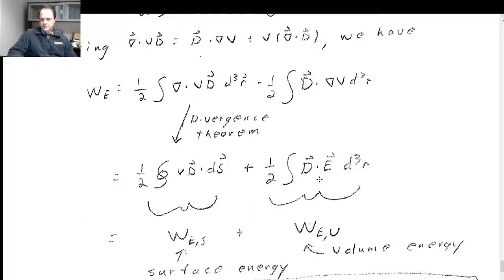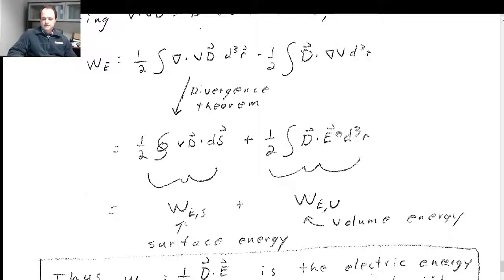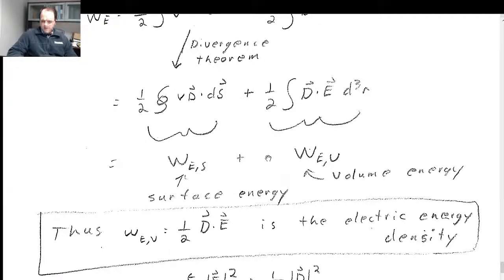Now, there's nothing more you can do with this. So this stays as a volume energy. So this is the energy in the volume of the material, and this is the energy at the surface of the material. Thus, if you take the 1/2 in here, 1/2 inside the integral, then this is the amount of energy per infinitesimal volume element, which is really the energy density. So this is capital W, this is lowercase w. So this represents energy density, is the integrand, the 1/2 D dot E.